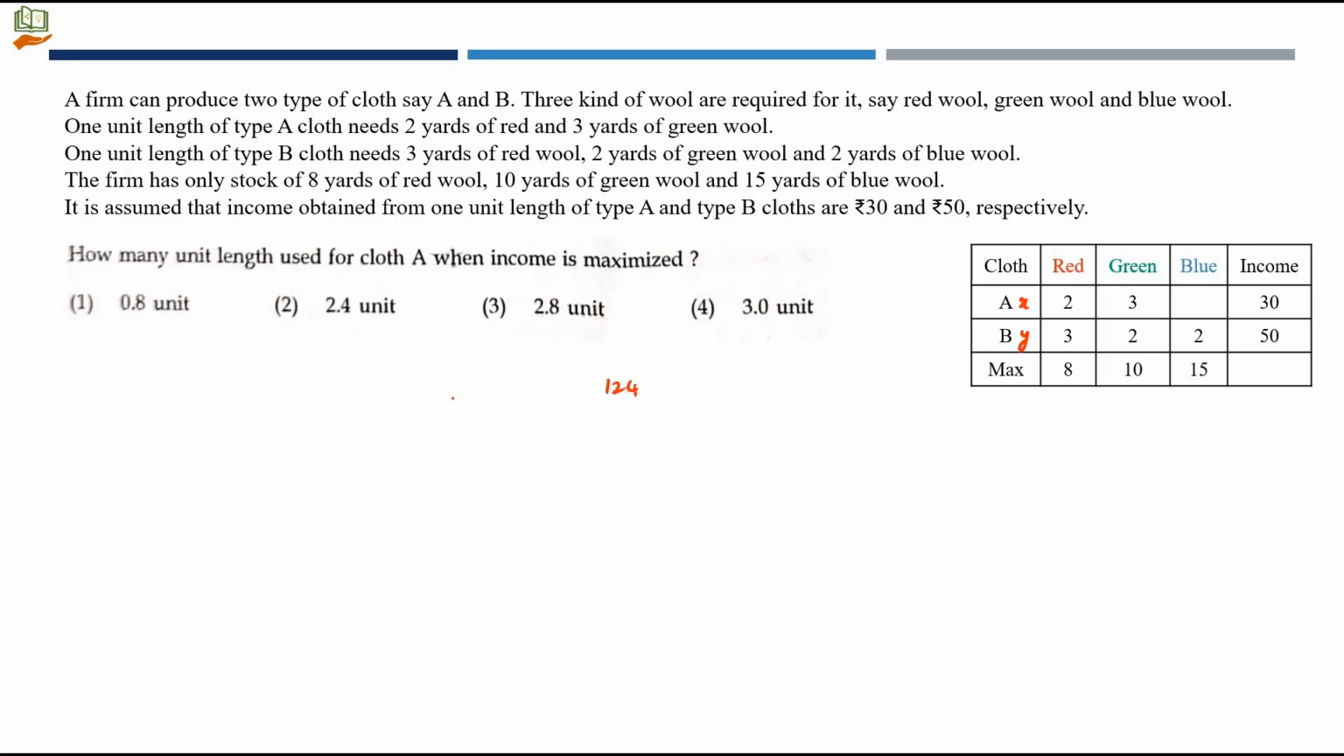Next question, we got 124 from x is equal to 2.8 and y is equal to 0.8. Now the question is, how many unit length used for cloth A when the income is maximized? The maximum income that we found is 124. In that, what is the unit length used for cloth A? They have mentioned it is x unit length. So they are asking the value of x here. Option number 3, 2.8 unit will be the right answer. So cloth A will be x is equal to 2.8 and cloth B will be y is equal to 0.8. With this we are completing unit 1 solutions.